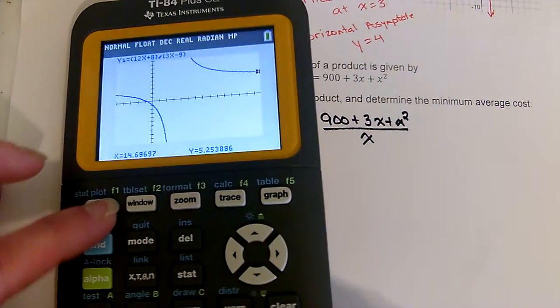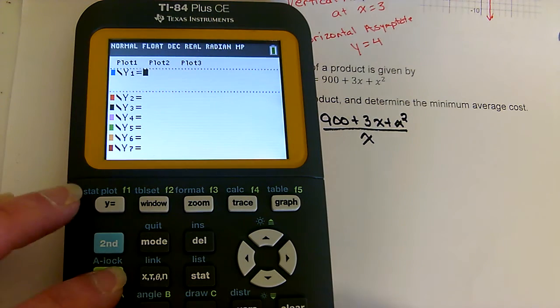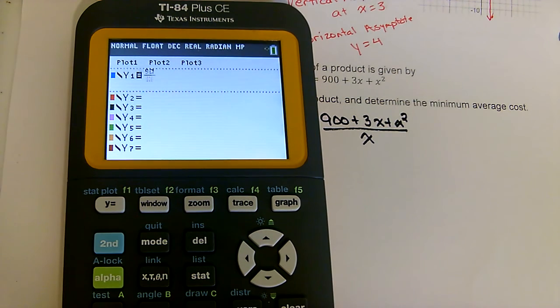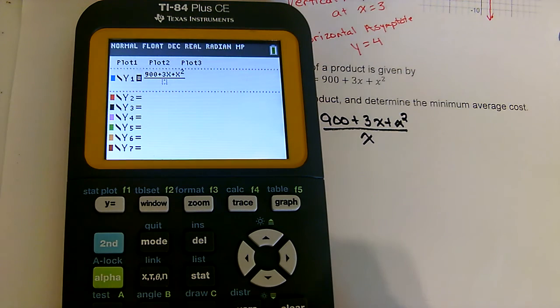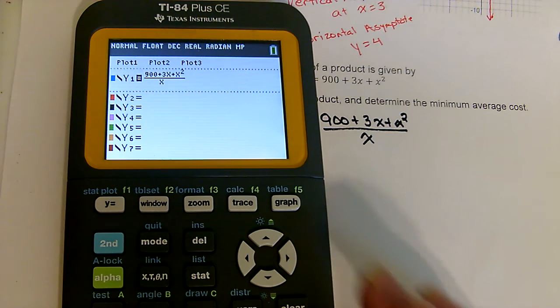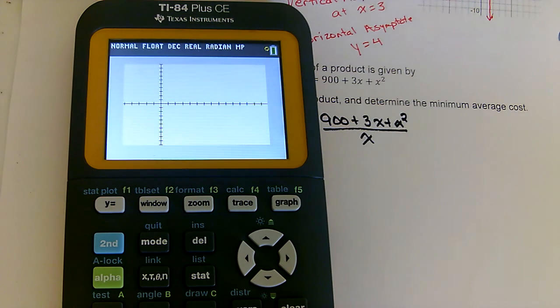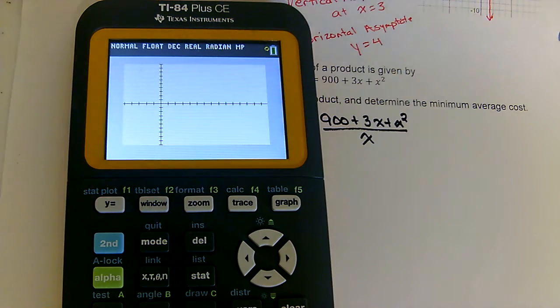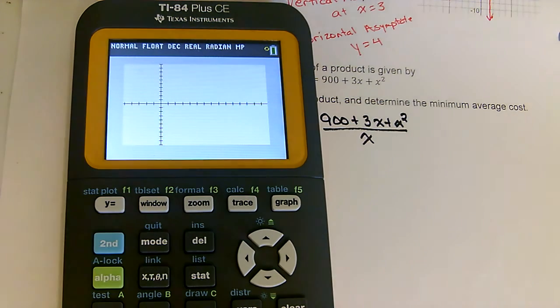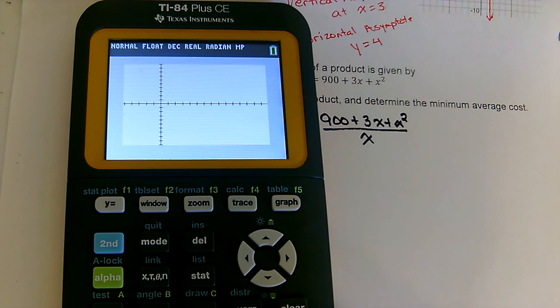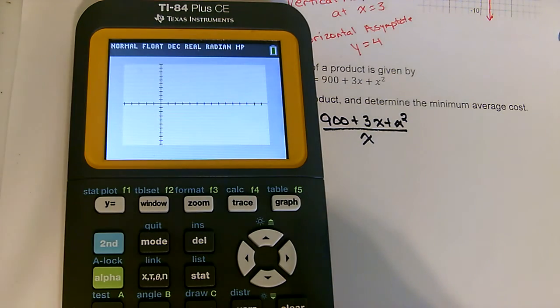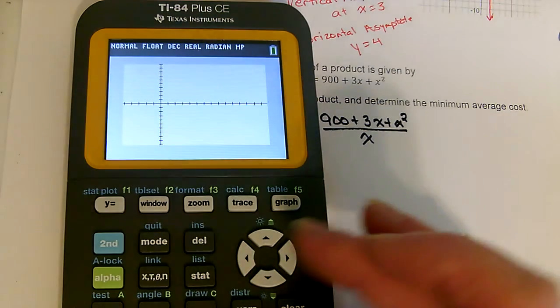And let's get an idea what that one looks like. I may really have to play with my window on this one. So 900 plus 3x plus x squared over x. Now, I'm going to go ahead and hit window where we were kind of at. But I want you to think about why I'm not seeing anything. This is not fitting in my window. Remember, we talked about that. We're going to have to play with the window a little bit.